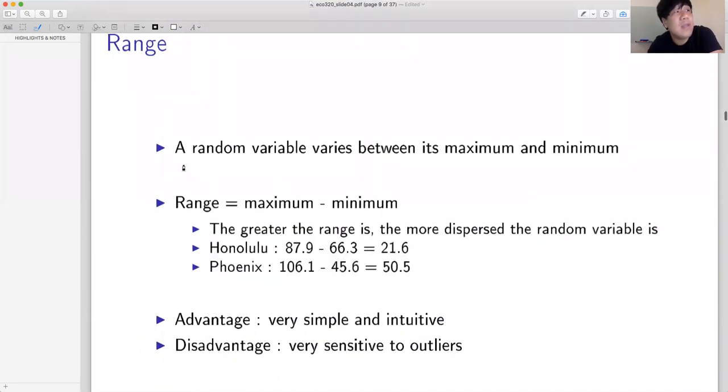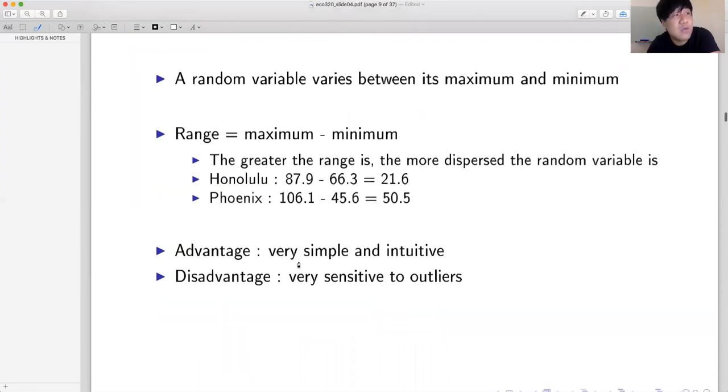So the random variable varies between maximum and minimum. For example, the range: this is how you calculate it, maximum minus minimum. The greater the range is, the more dispersed the random variable is. For Honolulu, the range is 21.6. For Phoenix, it's 50.5. So in terms of range, Phoenix has a much higher range.